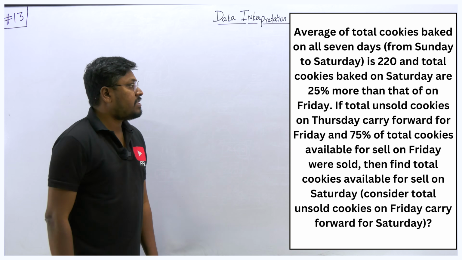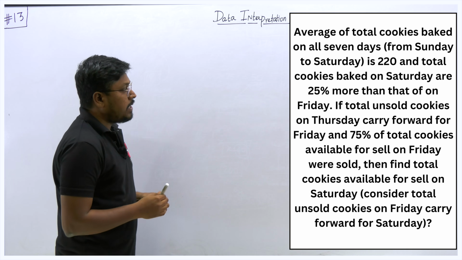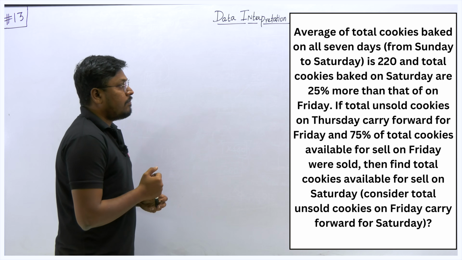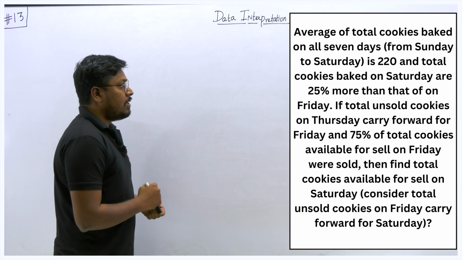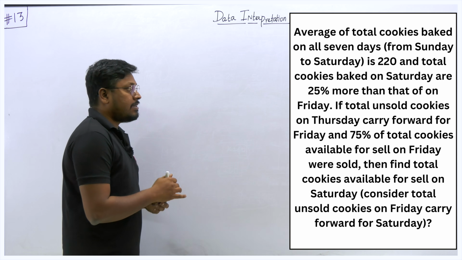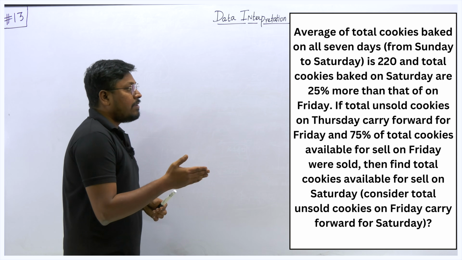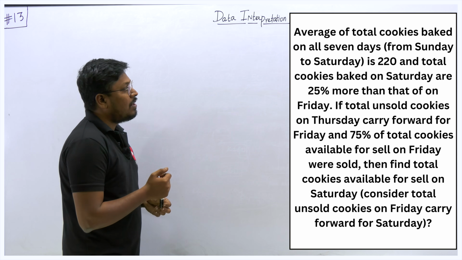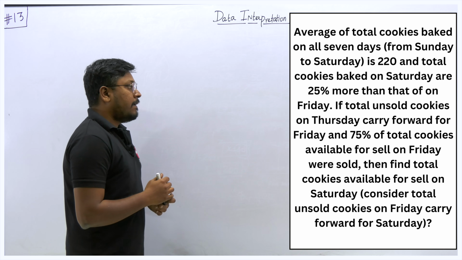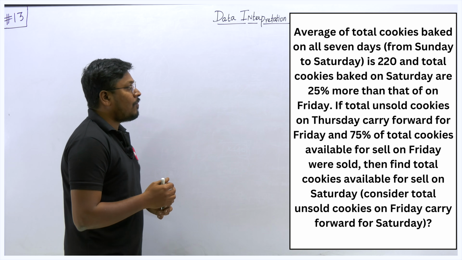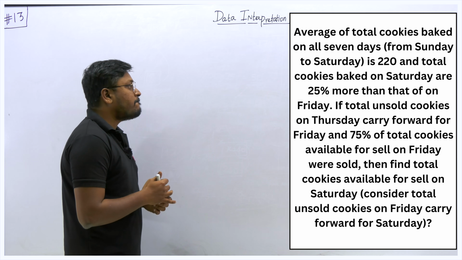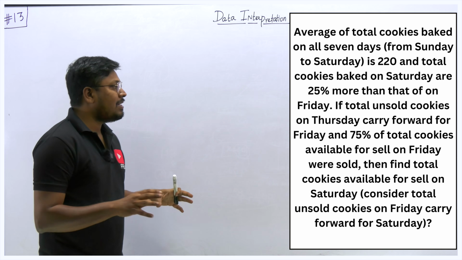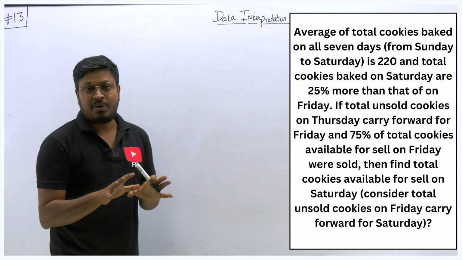So the next, last question. The average of total cookies baked on all 7 days from Sunday to Saturday is 220, and the total cookies baked on Saturday are 25% more than that of Friday. If the total unsold cookies on Thursday carry forward for Friday, and 75% of the total available for sale on Friday were sold, then find the total cookies available for sale on Saturday. Consider the total unsold cookies on Friday carry forward for Sunday. By seeing the question, do not decide it's difficult. Just read step by step and try to solve it. You will feel it is really easy.